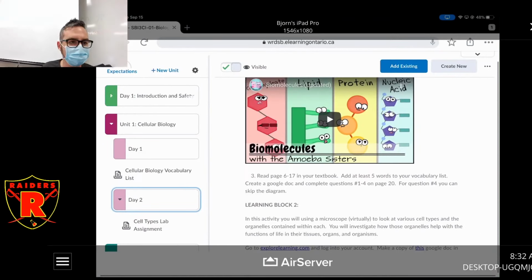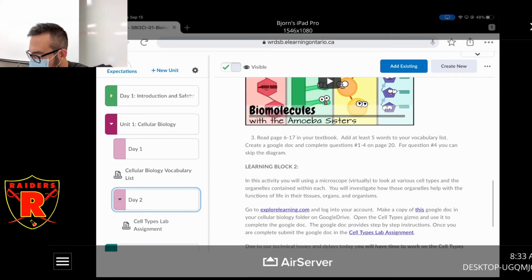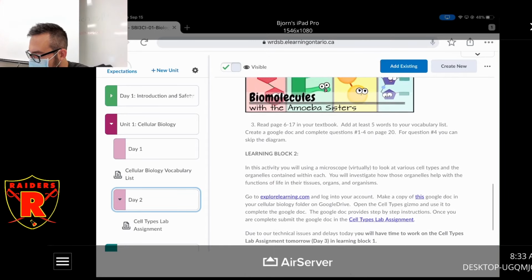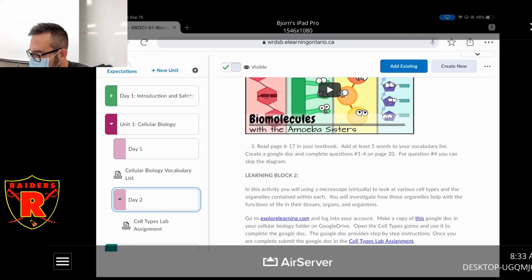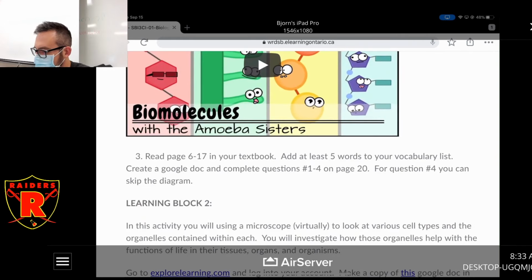There we go. So I just wanted to ask if anybody had any questions from the homework. You guys were asked to complete questions number 1 to 4 on page 20. And it says for number 4, you can skip the diagram component of that table. So you still do number 4, but you just don't do the diagram part. Does anybody at home have any questions from the homework?